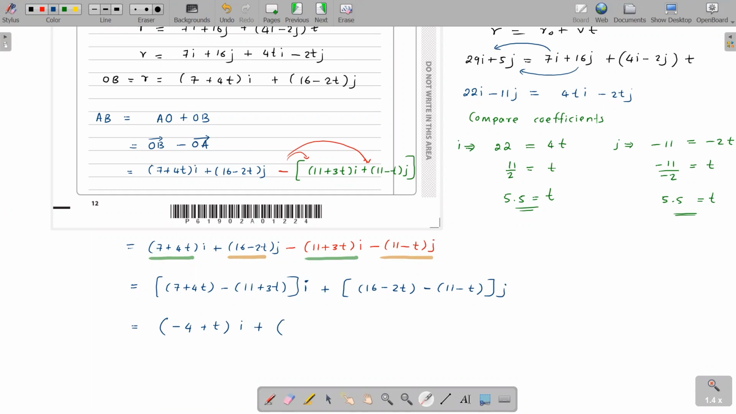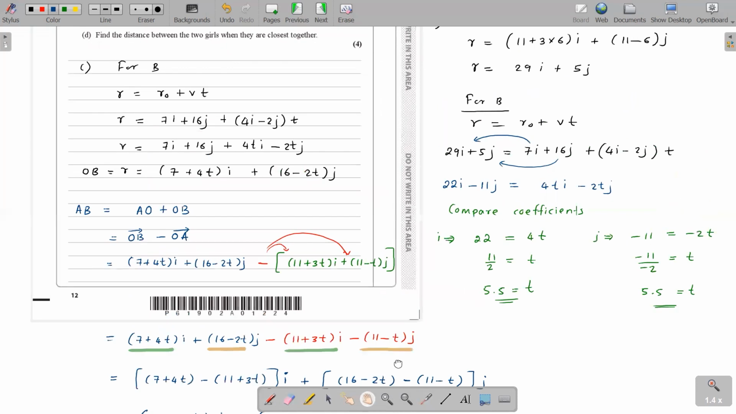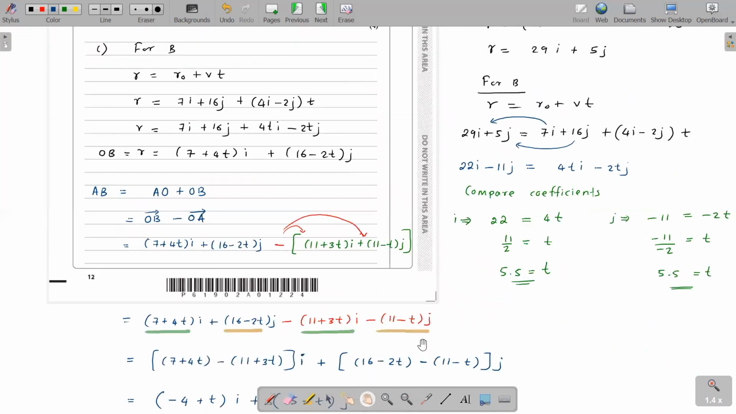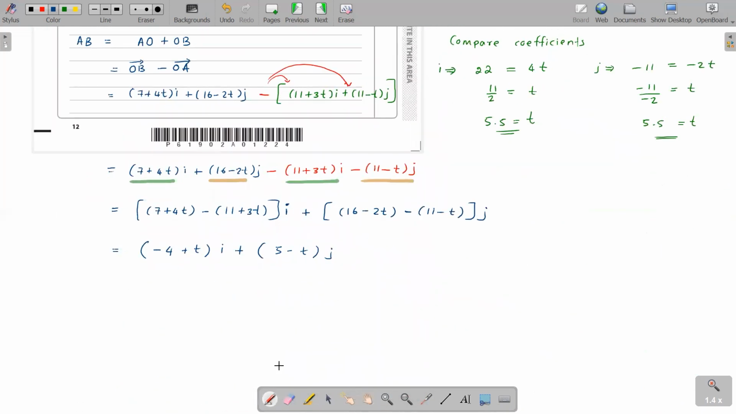16 minus 2t minus 11 plus t, isn't it? Because this is minus minus plus. So minus 11 plus t. 16 minus 11 is 5, minus 2t plus t is minus t. Do you agree with me? So this is (minus 4 plus t) i, (5 minus t) j meters, which is what we had to show, right? Minus 4 plus t, or t minus 4 i, 5 minus t j meters. So I got the show that. Can you see? t minus 4 is the same as minus 4 plus t.